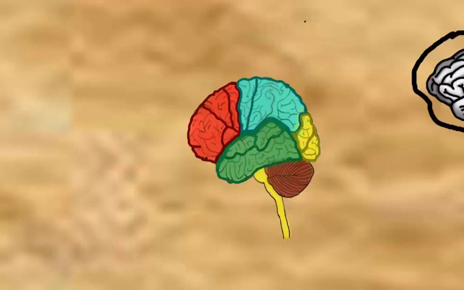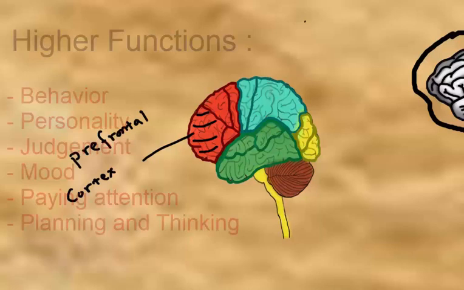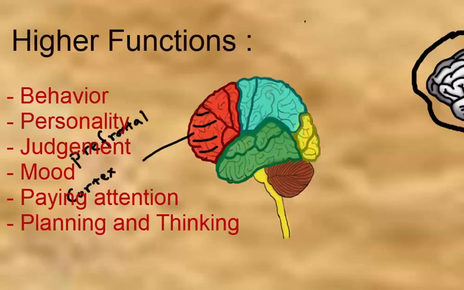Now let's look at the functions of each lobe of the cerebral hemisphere, starting with the frontal lobe. The anterior part of the frontal lobe is called the prefrontal cortex, and it's for the higher functions of the brain. These higher functions include behavior, personality, judgment, mood, paying attention, and planning or thinking about something.